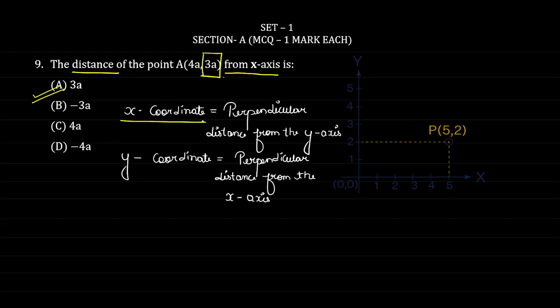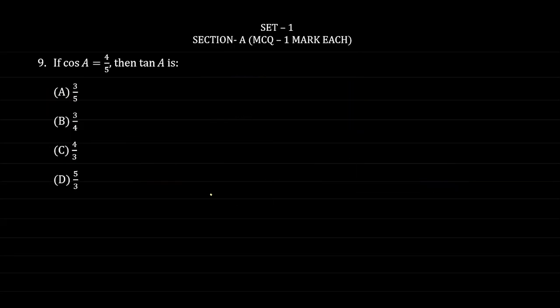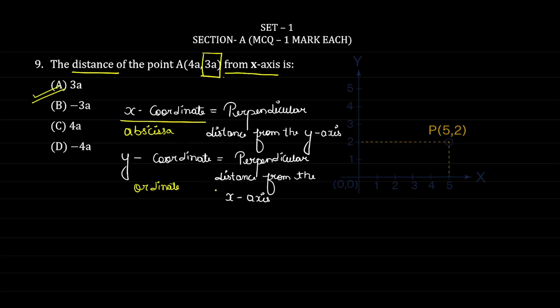The x coordinate is also called your abscissa, and the y coordinate is called your ordinate. Just remember the words. All right, so moving on with the 10th question.